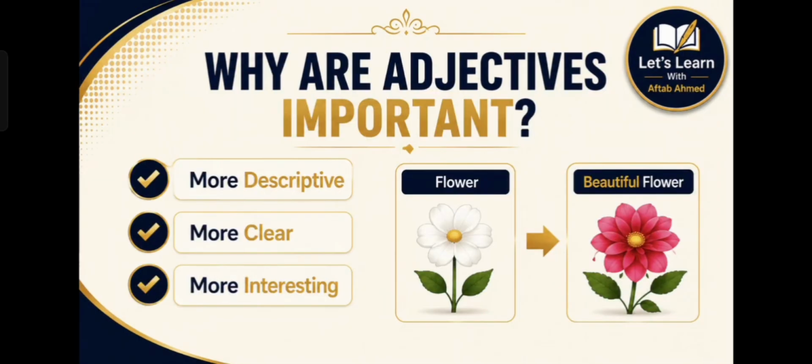Why do we use adjectives? Adjectives are important because they make our language more descriptive, more clear, more interesting. For example, the word flower gives us only basic information. But when we say beautiful flower, a much clearer picture comes to our mind. So adjectives express ideas with greater precision and detail.